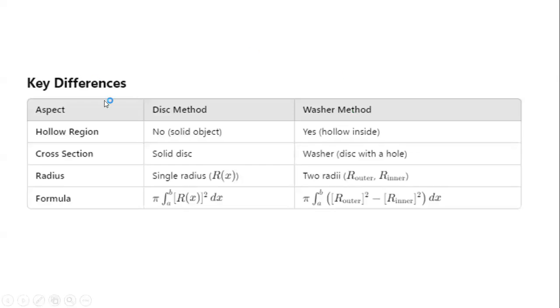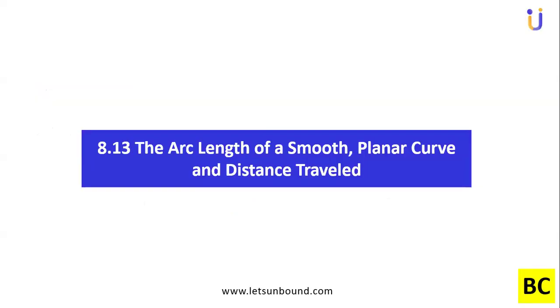Now, the key differences between disk and washer. If you see a hollow region, that is, no solid object, the washer will have a hollow inside. The cross section is a disk with a hole. Here there is only a single radius, and here too, and this is the formula difference over here.